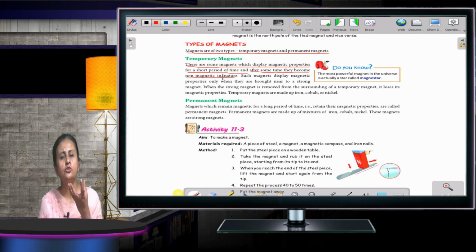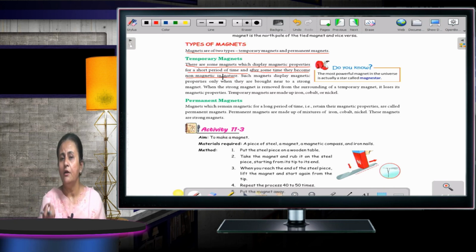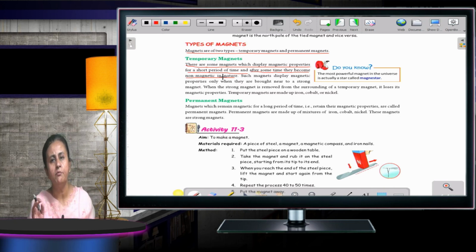See, in case a strong magnet is there and we bring the iron towards it, for some time the iron will also start behaving as a magnet. But the moment we remove that strong magnet away from the piece of iron, what will happen? The iron which was earlier behaving as a temporary magnet will become again a piece of iron. It will not be showing the properties of a magnet anymore. Why? Because the strong magnet was removed. Okay, that is called a temporary magnet.